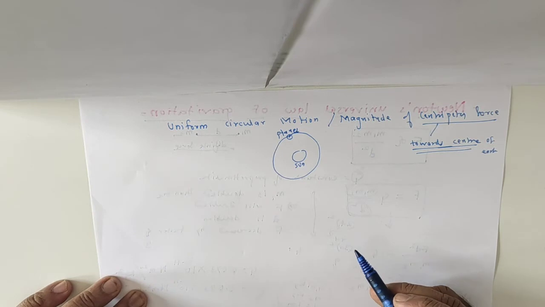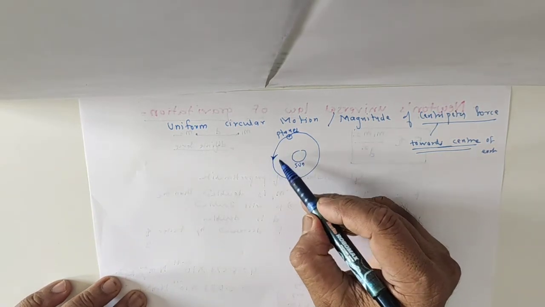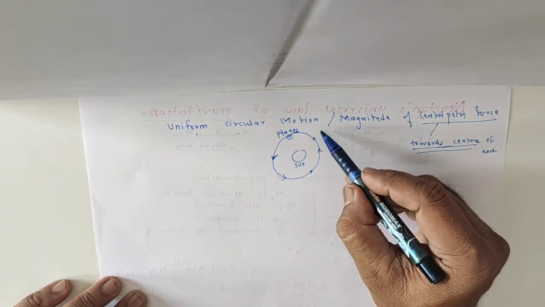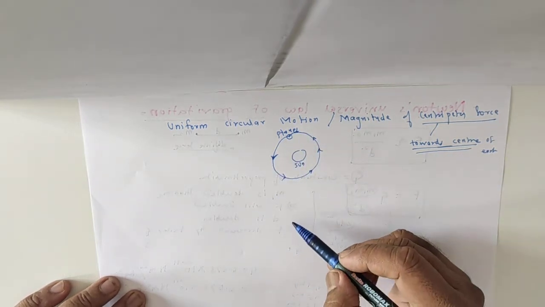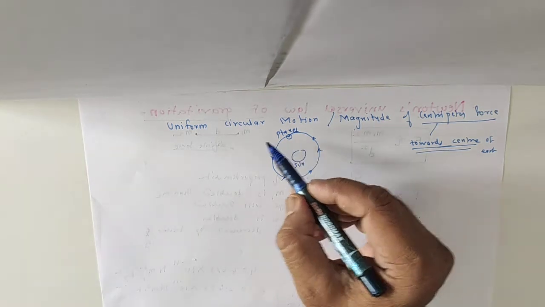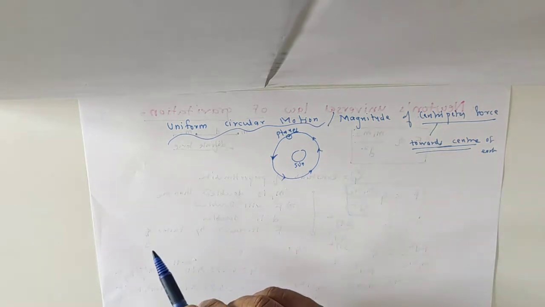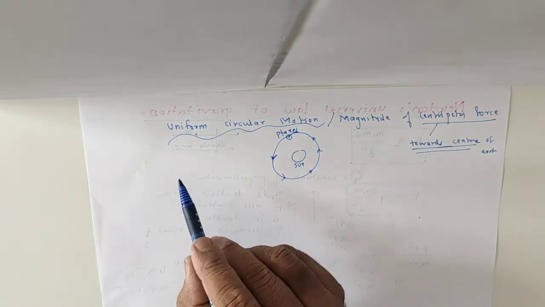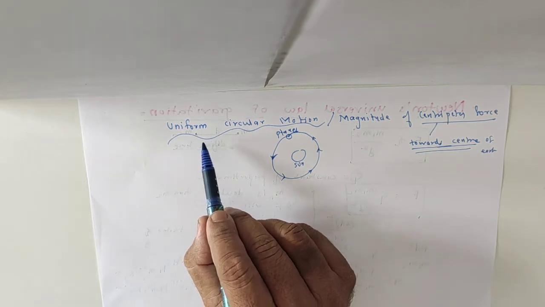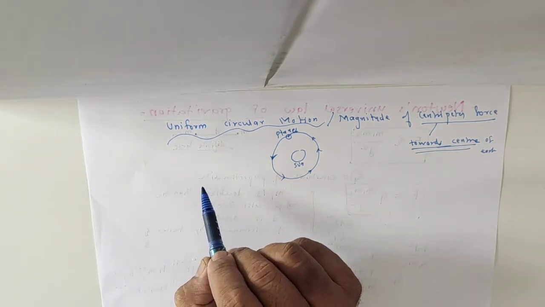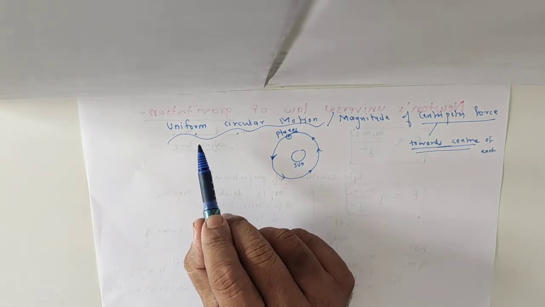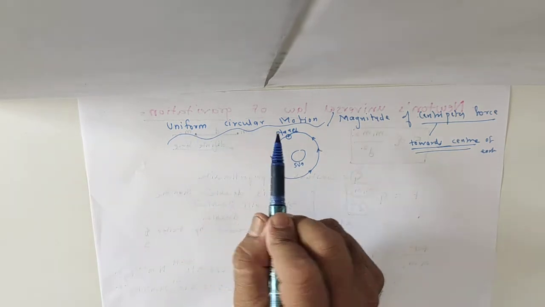If a planet is revolving around the sun in a circular orbit in uniform circular motion, what is the meaning of uniform circular motion? If it moves an equal distance in an equal interval of time, moving circularly with equal distance in equal intervals of time, this is uniform circular motion.